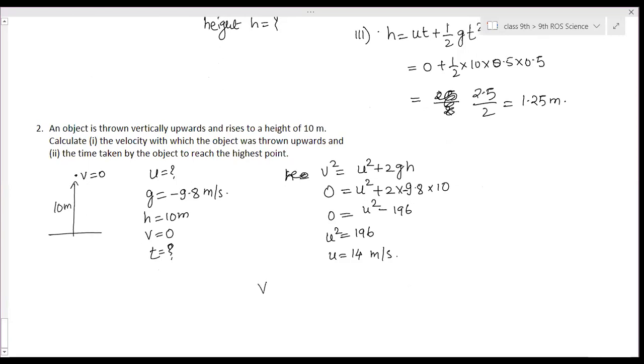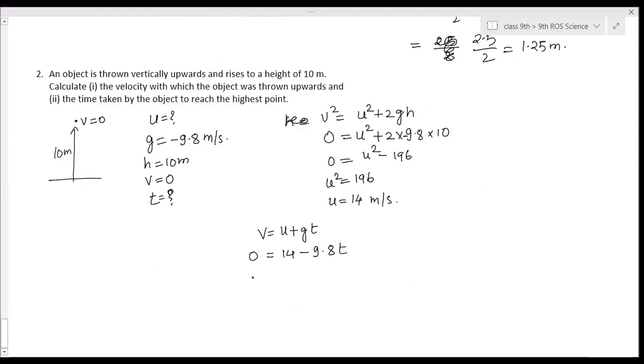And then find out time. V is equal to U plus GT. V is 0, U is 14, minus 9.8 into T. So 9.8 T is equal to 14. T is equal to 14 by 9.8, that is 140 by 98. 14 sevens are 98, 14 tens are 10 by 7.